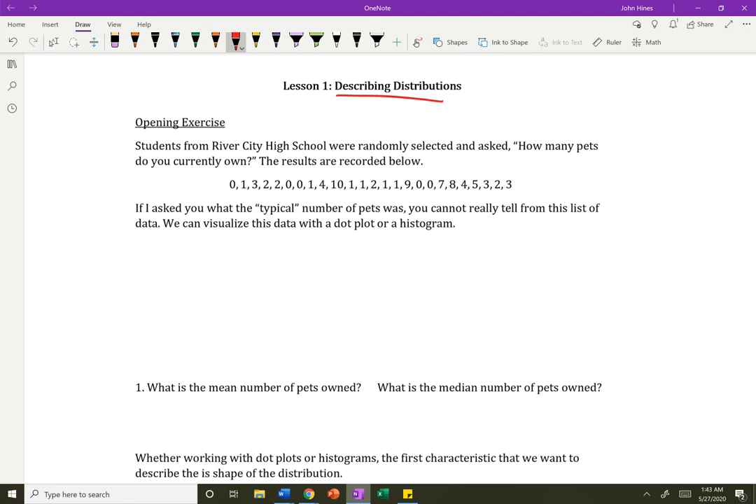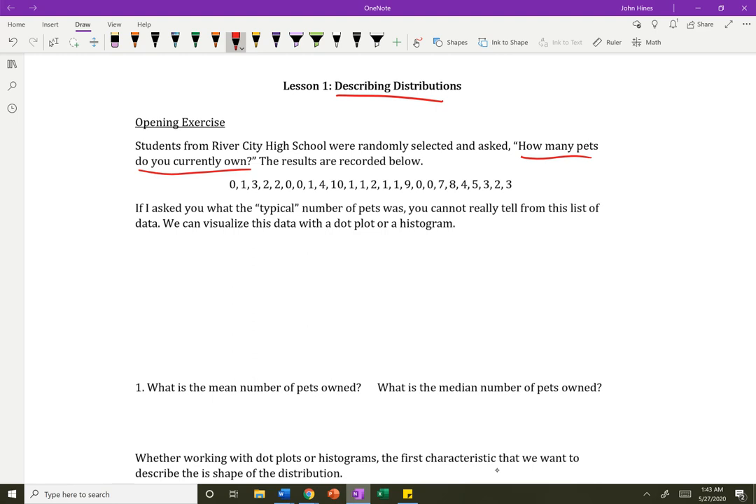Students from River City High School were randomly selected and asked, how many pets do you currently own? So this is a statistical question, right? It's something that we want to answer. That varies between people, and we want to figure out overall what is the typical number of pets that someone owns. So I took a sample and I have this many pets here: 0 pets, 1 pet, 3 pets, 2 pets, 2 pets, 0, 0, 1, 4, and so on.